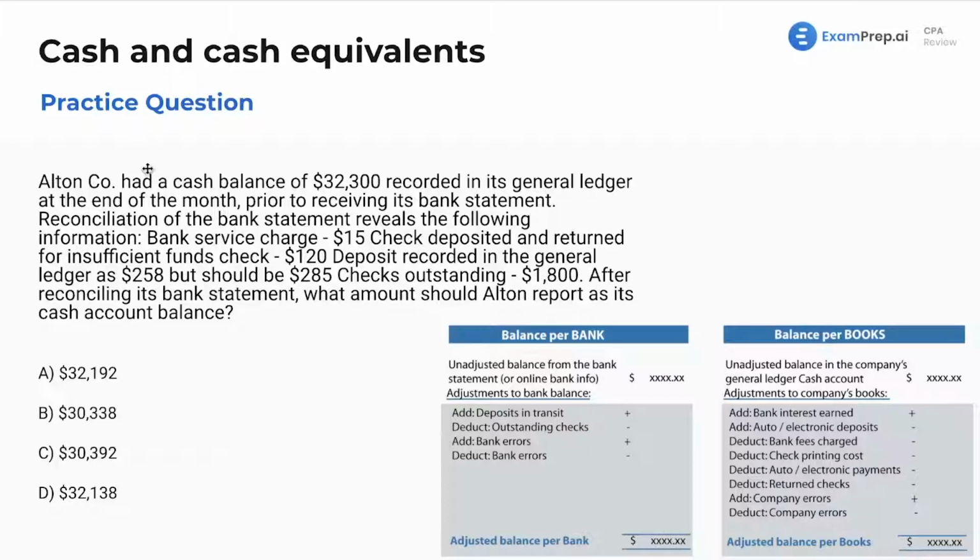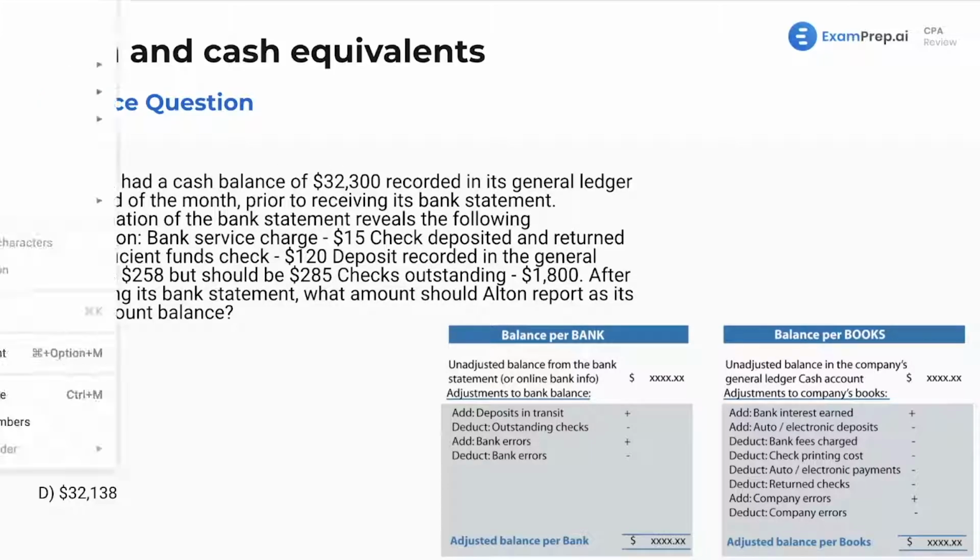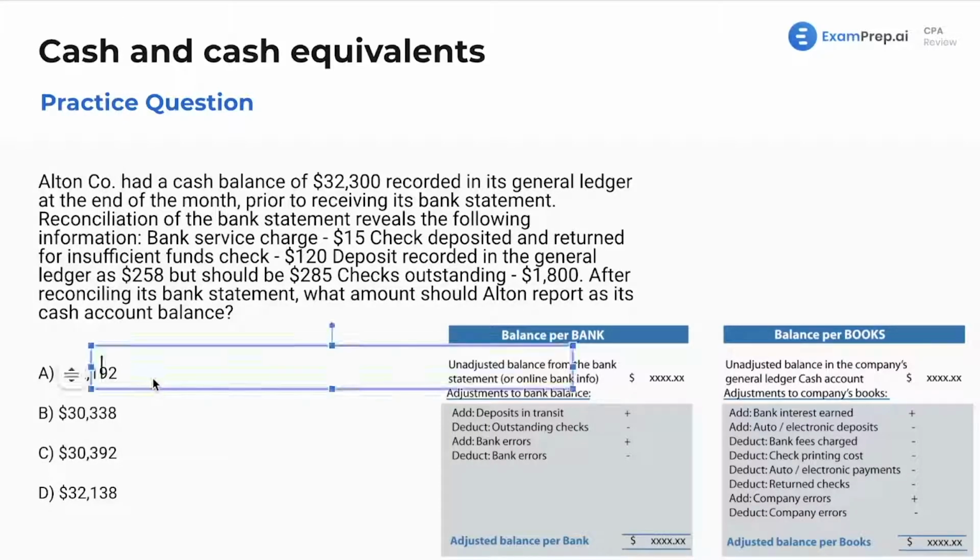And let's run through. Cash balance was 32,300. That seems to be a good starting point. Let's use that as our starting point. We start with 32,300. Now, what are we going to add or subtract to that? Recorded in the general ledger at the end of the month prior to receiving the bank statement. So this is what they have on their books. Reconciliation of the bank statement reveals the following information.